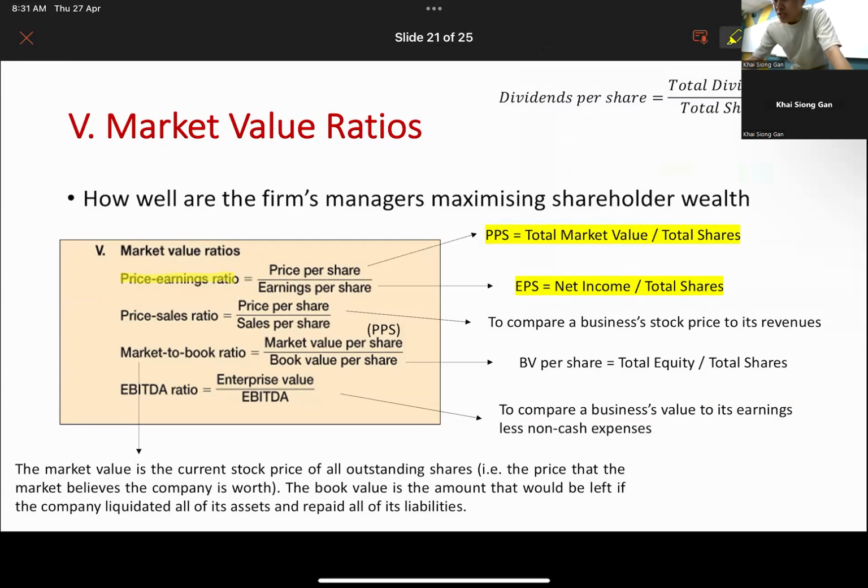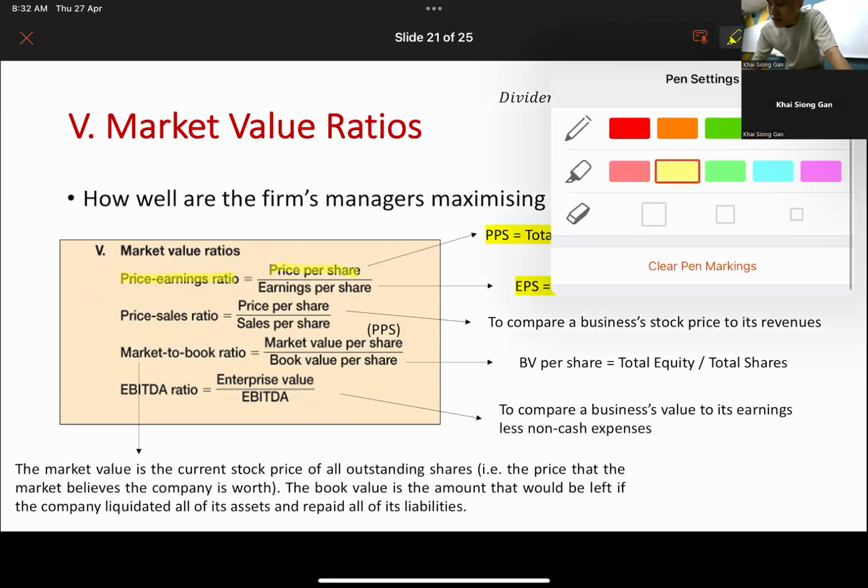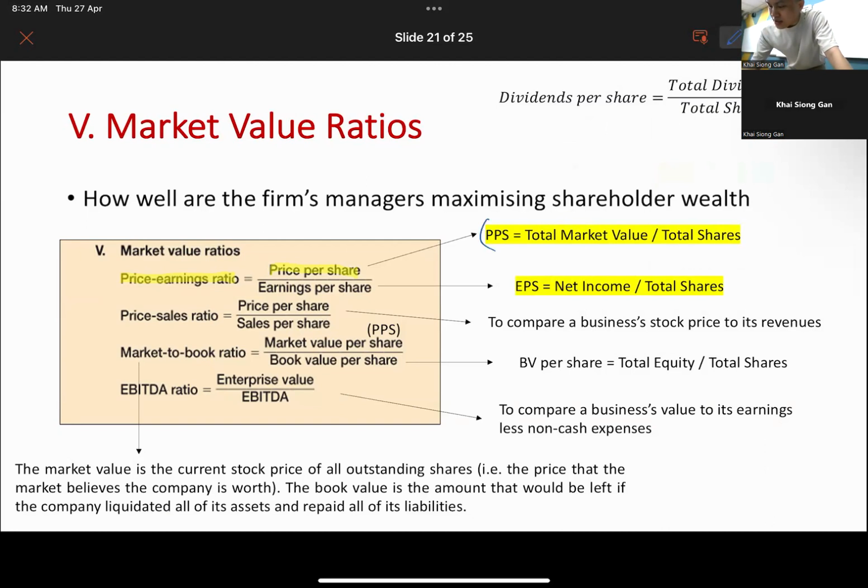So PE ratio looks into price per share. Now remember, when I say price per share it means the current share price per share. Usually it is directly given in the question, and it basically means the current share price. There is a formula also, but basically price per share means current share price. That means you go to the stock market and you see the share price of the company, that's price per share. And we use price per share divided by earnings per share, EPS.